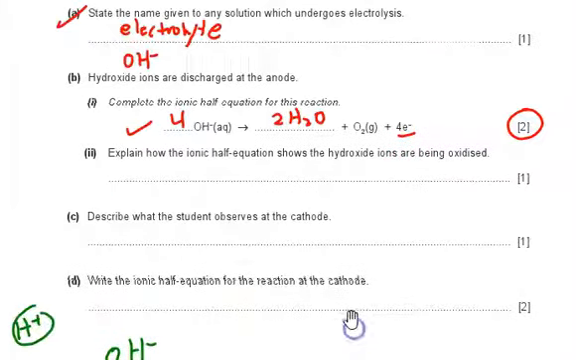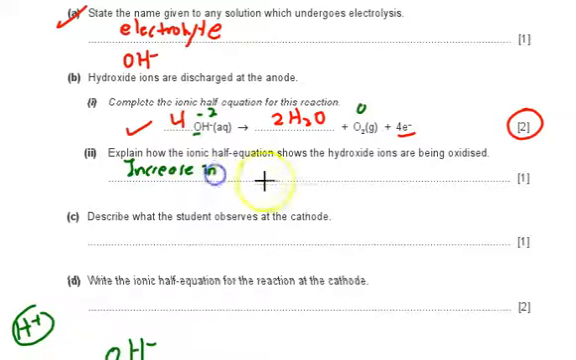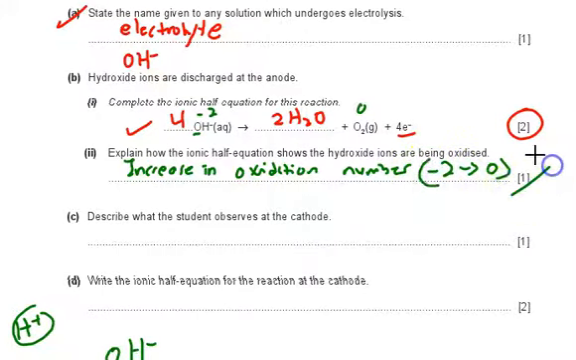So go back to the question. So here we have oxidation state of oxygen is -2, and here it becomes molecule, which is 0. So you can say increase in oxidation state or oxidation number. Okay, so you can also mention -2 to 0. You get 1 mark here. Okay, describe what the student observed at the cathode.